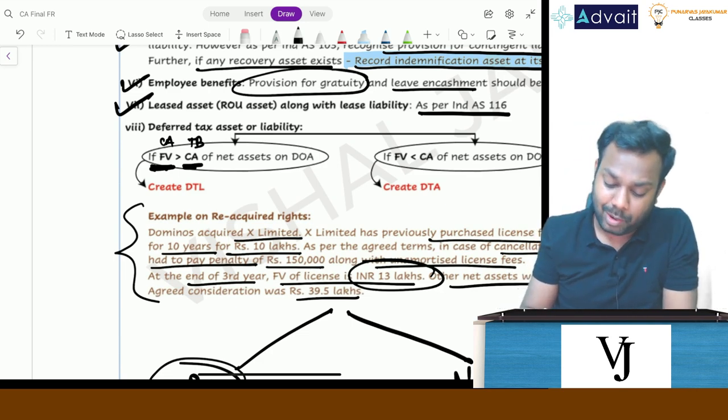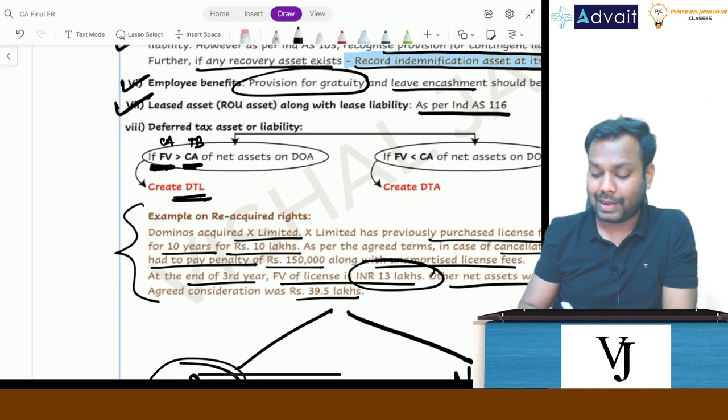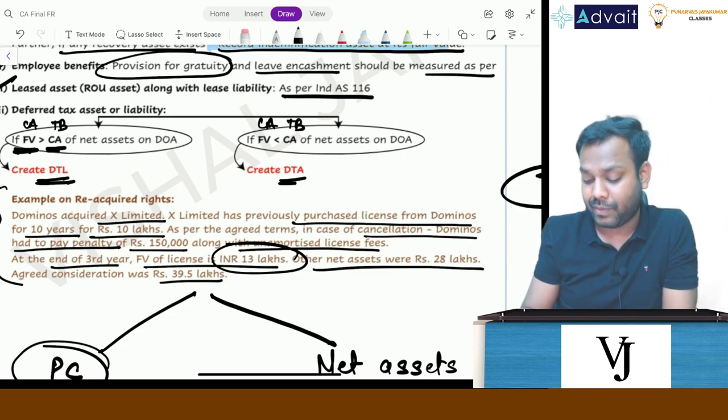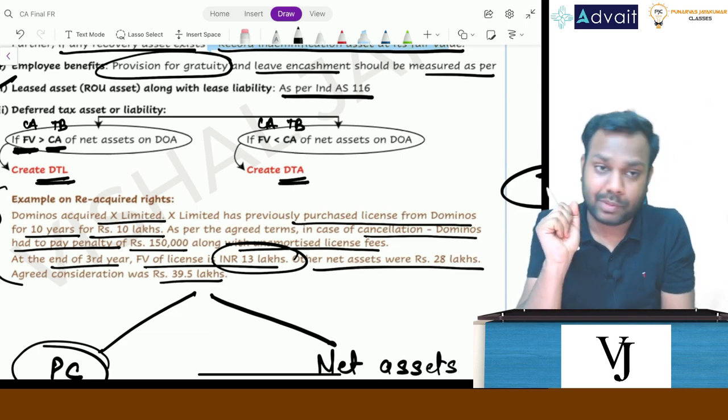Now, if the carrying amount is greater than tax base, you have to create deferred tax liability. Again, if the carrying amount is less than the tax base, you have to create deferred tax asset. I hope you have understood this point. Okay.